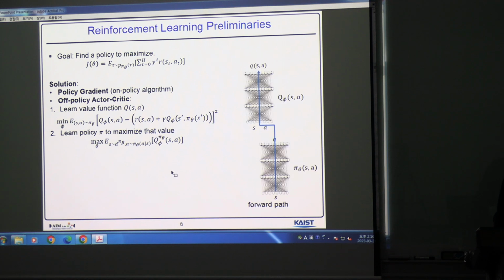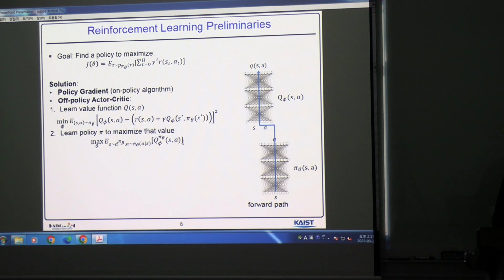So for how we implement that, you can see that we parameterize the Q function by some neural network and the policy also by some neural network. And then given some state, the policy will output some action, and that action will be put into the Q value.